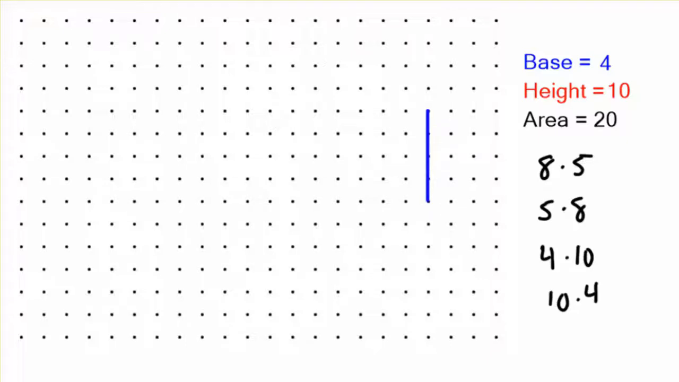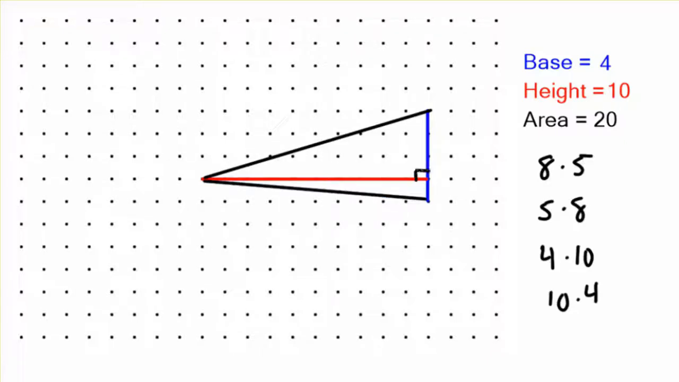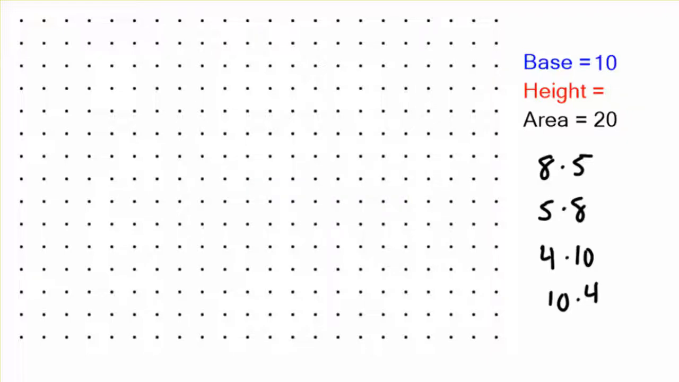Okay, let's go 4 by 10. 1, 2, 3, 4. Making that one vertical, so the height is going to have to be perpendicular. It's going to be horizontal. Just connect that. And that has an area of 20. And remember, they are perpendicular. Always look for that when you're trying to find base and height on any triangle you see drawn.